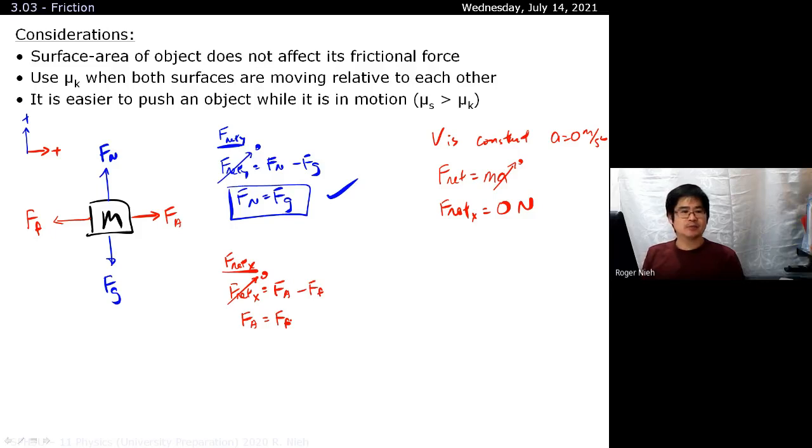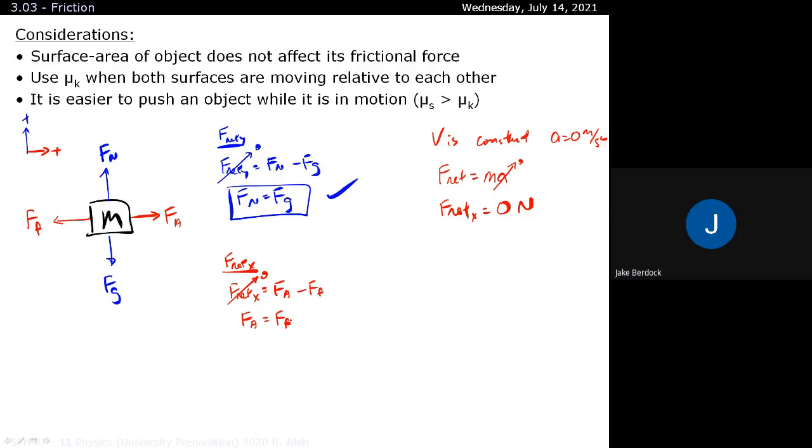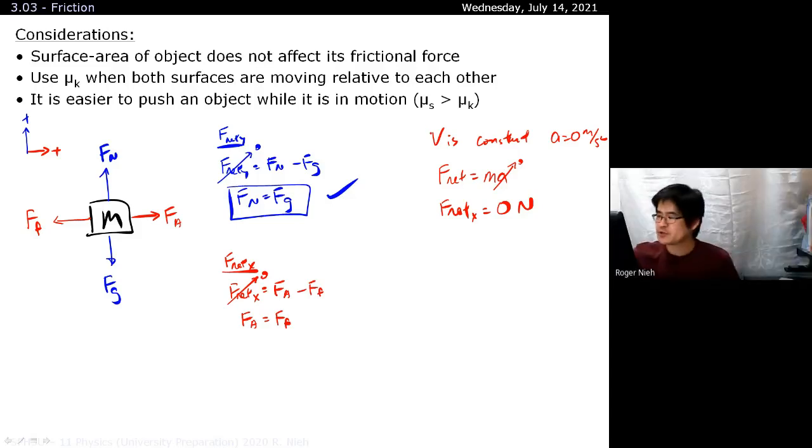I hear a bunch of clicks up and down. So are there any other questions before I advance on? Yes. Why is a equal to 0, if we assume that v is constant?